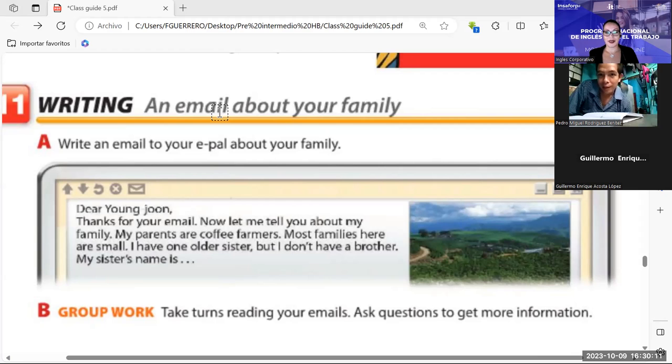Dear Guillermo, thanks for your email. Now let me tell you about my family. My parents are coffee farmers. Most families here are small. I have an older sister, but I don't have brothers. My sister's name is Reina Isabel. She has two children, one son and one daughter. Her son's name is Steven. He is 7 years old and her daughter is a newborn. Her name is Diana. My sister lives in Santa Ana. I like to visit a lot, but I can't visit her because I am always working. But I like to know, what about you, Guillermo? How is your family, where do they live?